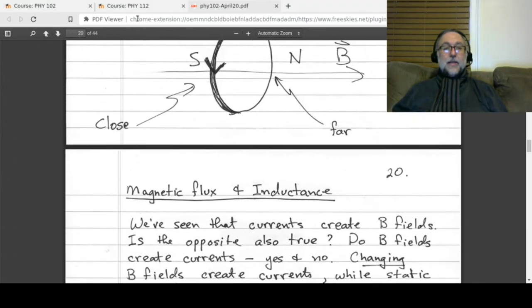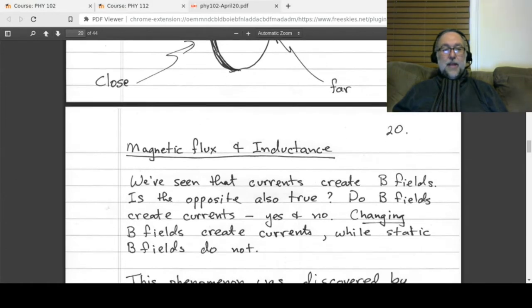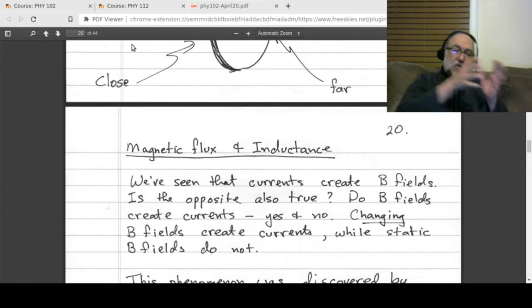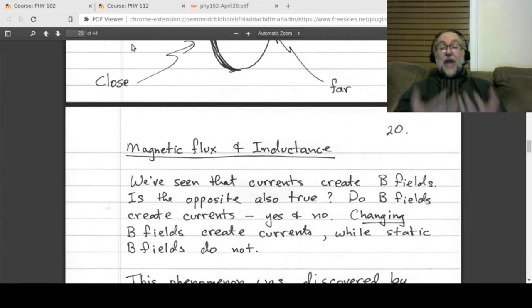All right, next topic in magnetic fields is inductance and magnetic flux. So it turns out that people wondered, if currents can create magnetic fields, can we use magnetic fields to create currents? And the answer is yes, but it's not quite as simple as just having a magnetic field and a current is created. It's not magnetic fields that directly create currents. It's changing magnetic fields which will create a current, okay? And so static magnetic fields don't create currents. They will exert a force on a current, but they won't create a current.